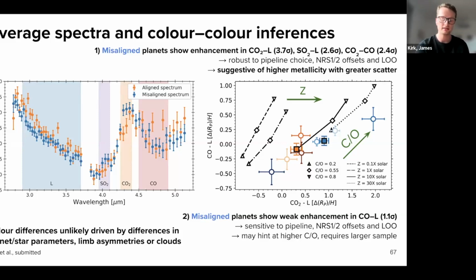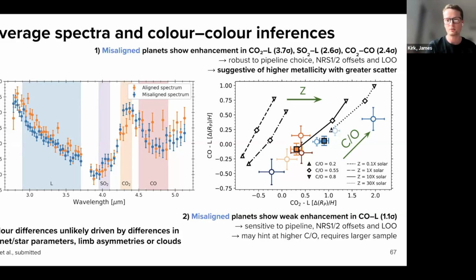Considering the color comparison, I think it's fair to question whether or not the colors are probing the exact compositional differences that we've posed here. But I think the colors are revealing some compositional difference, although tying it down to specific metallicities and C to Os with these simple chemical equilibrium forward models is a simplification. I think we appreciate that.